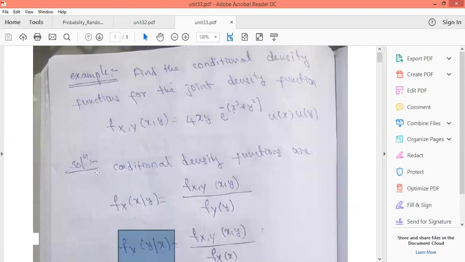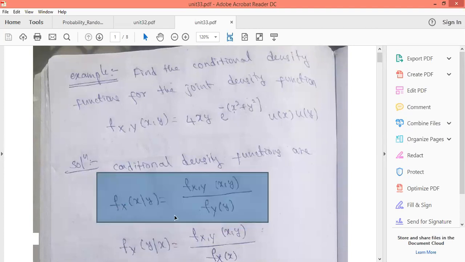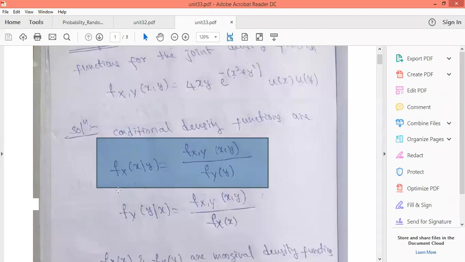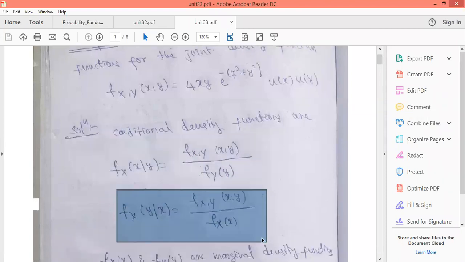From the definition, the conditional density function f_X(x|y) is given as the joint density function divided by the marginal density function. That is f_{X,Y}(x,y) divided by f_Y(y), and similarly f_Y(y|x) is f_{X,Y}(x,y) divided by f_X(x). These two are the definitions for the conditional density function.